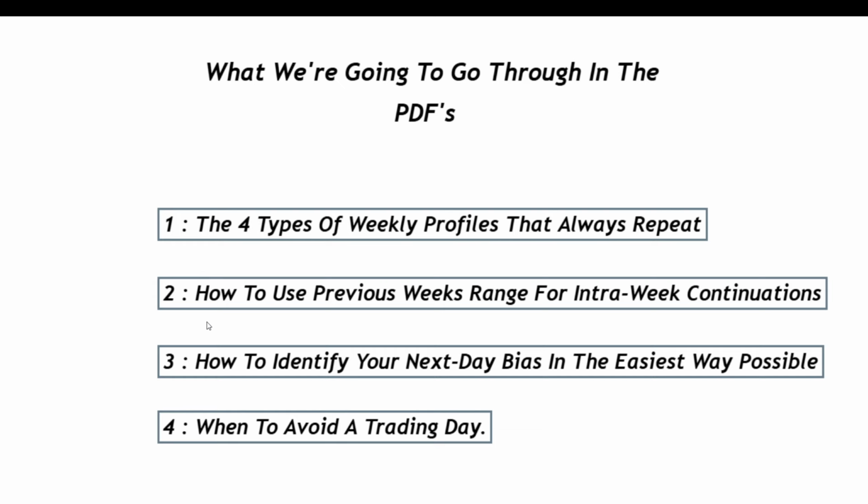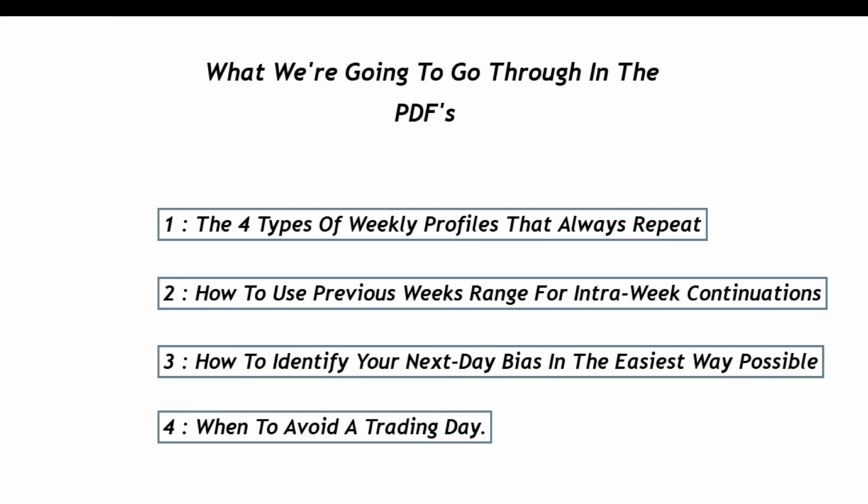This is the second concept you can use to find out your intra-week continuation, or let's say distribution, only by using the previous week's range and some type of projections. We're going to talk about it later in the video. The third one is how to identify your next day bias in the easiest way possible. This is the one I always recommend to beginners. There is nothing easier than this. It's only using previous day highs and lows and certain ratios that occur. And you are going to learn about this too.